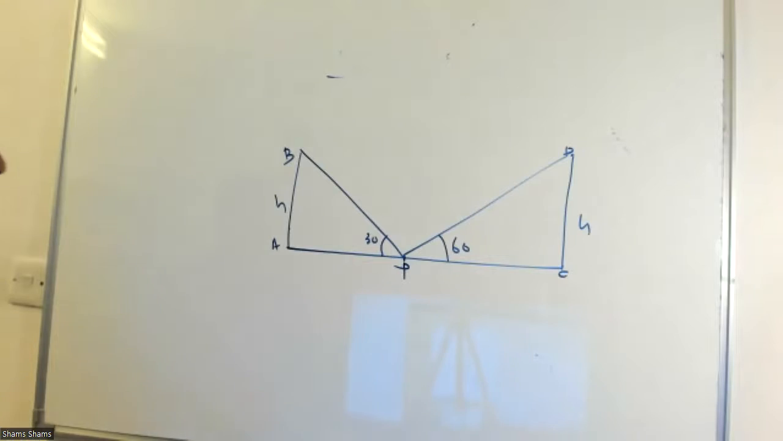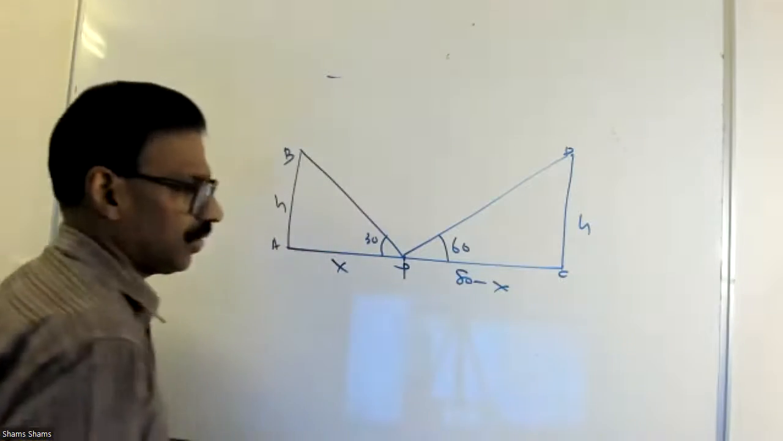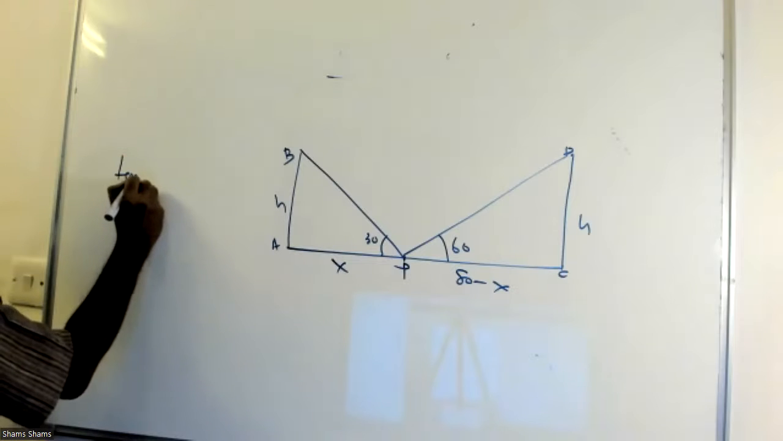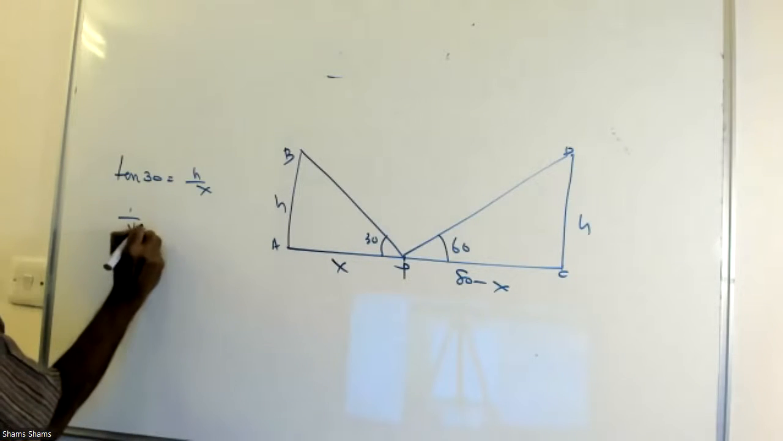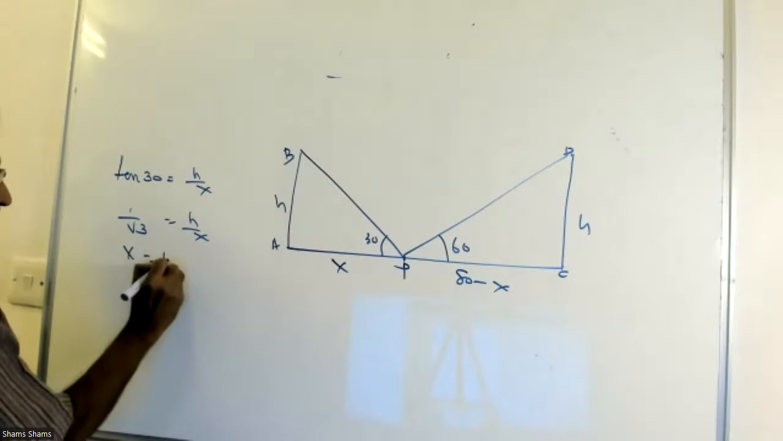Yes, sir. Okay, now this is X. This is 80 minus X. Y total is 80 meter, right? Agree or no? Yes, sir. Okay, now tan 30 equal to H by X. 1 by root 3 equal to H by X. X equal to H root 3.